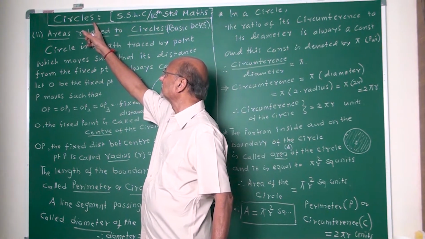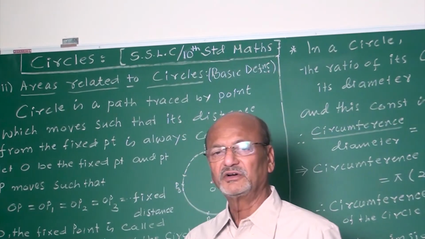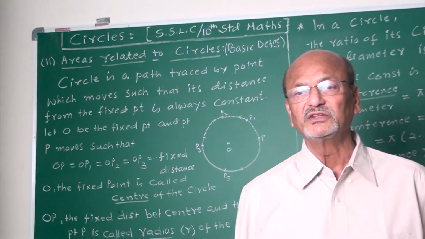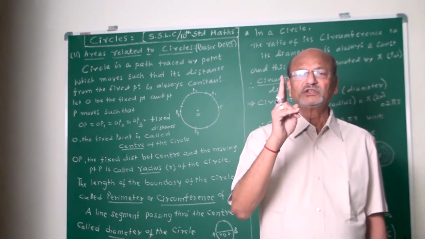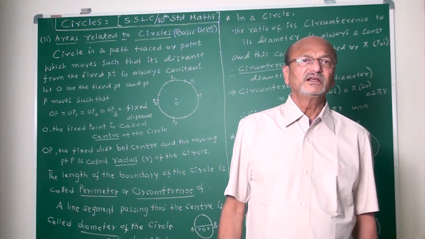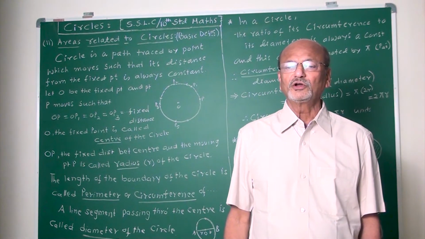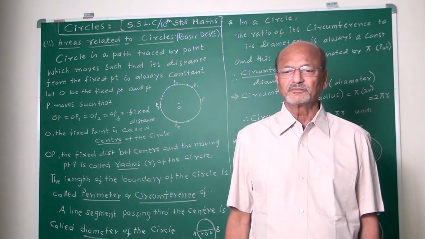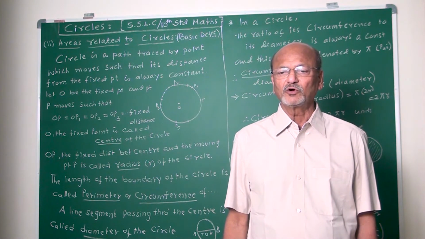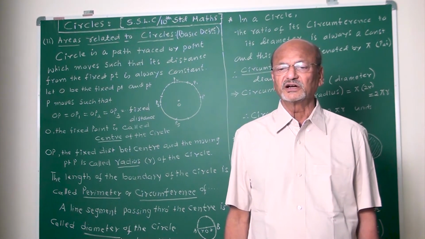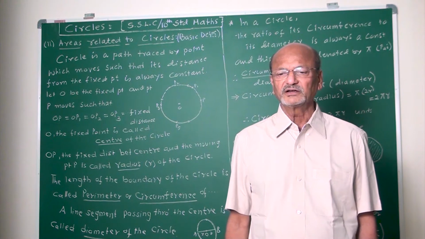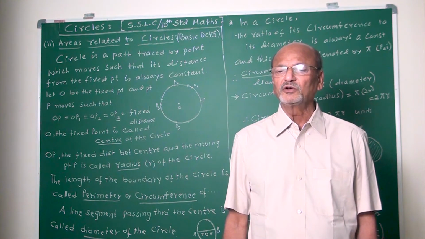We have completed the concept related with circle, what is the center of the circle, radius, diameter, everything. Then I have done two theorems. One theorem: the radius of a circle through the point of contact of a tangent is perpendicular to the tangent at that point. In brief, the radius at a point of contact is perpendicular to the tangent.